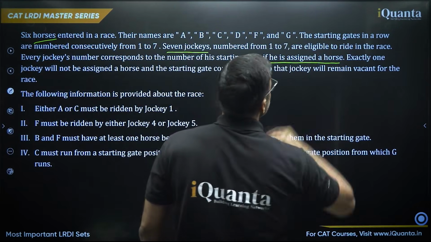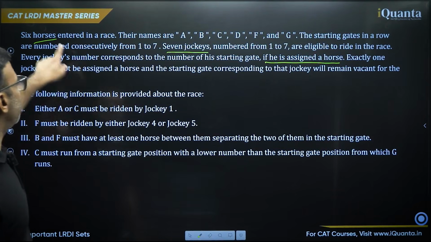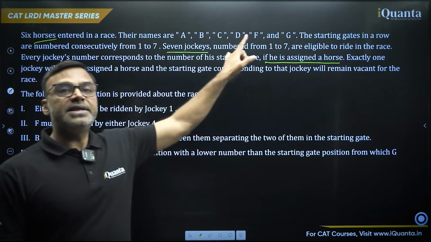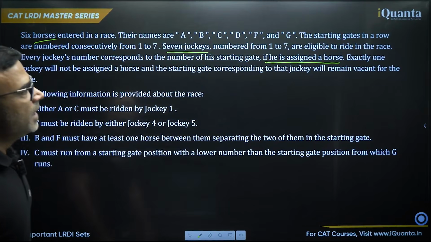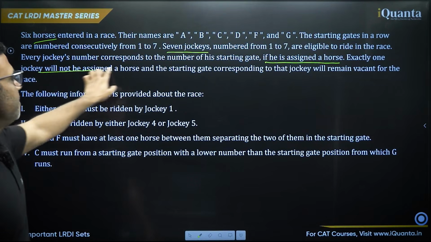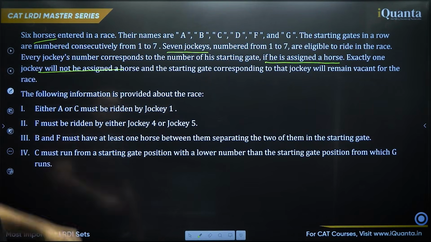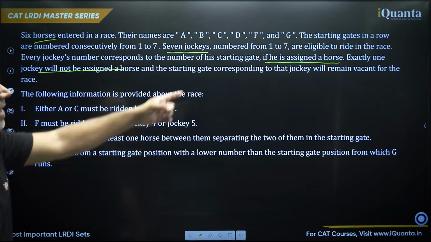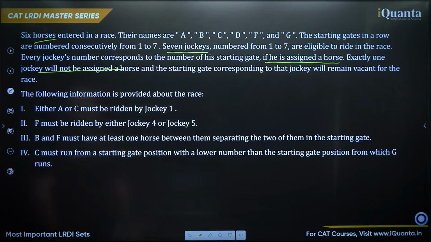Why is this information mentioned like this? Because there are only 6 horses and there are 7 jockeys, 7 gates. Exactly one jockey will not be assigned a horse, of course, because horses are one less. And the starting gate corresponding to that jockey will remain vacant for that race. The following information is provided about the race.